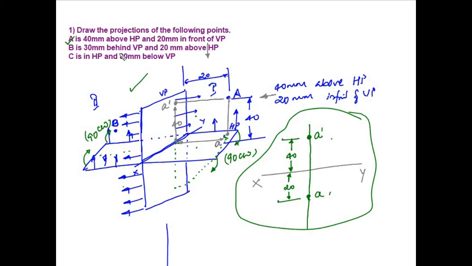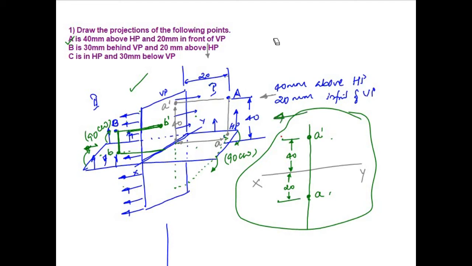So the distance with respect to vertical plane is the top view distance. So this becomes my B, the top view, and this becomes my front view B dash. This distance, with respect to vertical plane, is seen in the top view, and this distance, with respect to horizontal plane, is seen in the front view.